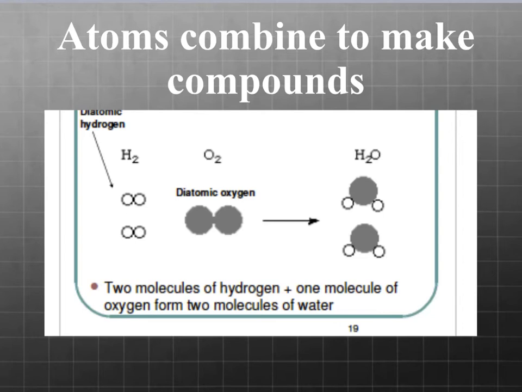So atoms will combine to make compounds. Okay, so here you have your diatomic hydrogen, you have your diatomic oxygen. So these are just 2 diatomics floating around, but they combine to form a compound. In this case, it's H2O. And you can combine monatomics with diatomics to form compounds. So basically, it's any 2 atoms of different elements combined together to form a compound. So our compound in this case is the H2O.